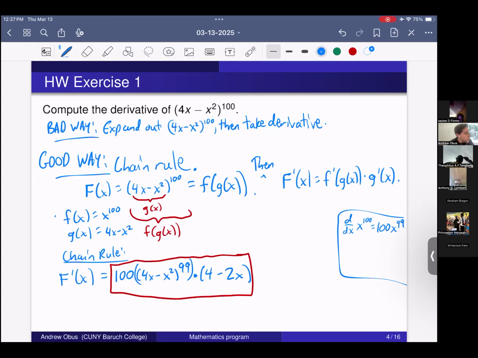If you wanted to, you could distribute the 100 with the 4 minus 2x, right? So you could say that this is the same thing as 4x minus x squared to the 99 times 400 minus 200x. That would be okay because the 100 can get distributed into this last term, but it can't get distributed into this term because there is a 99th power there.